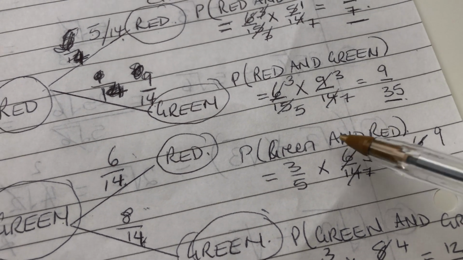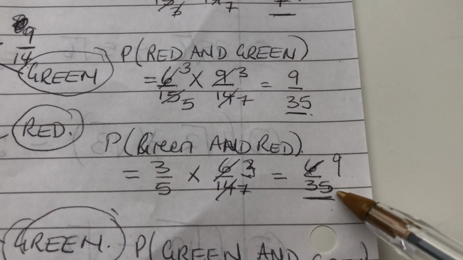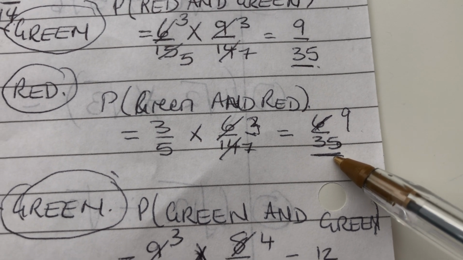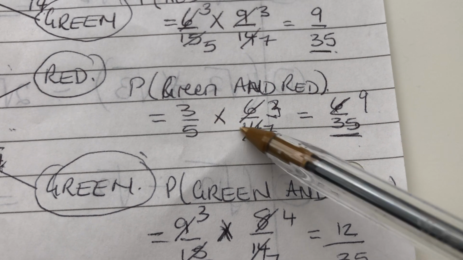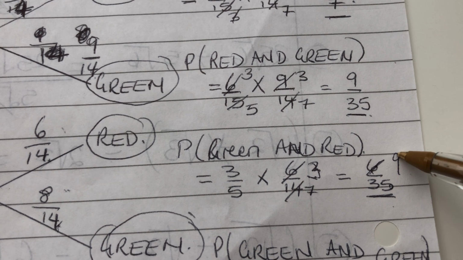So green and a red is 9 out of 35 here, not 6 out of 35. Please note, you can go and do the math yourself, and you will realize it's 9, not 6.